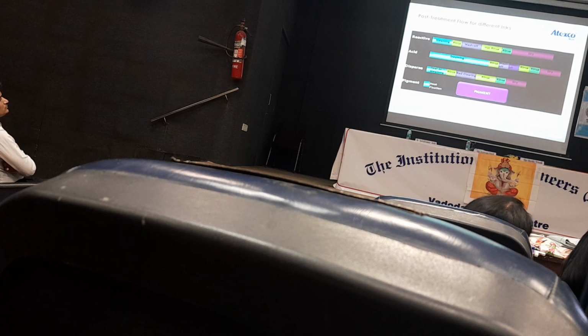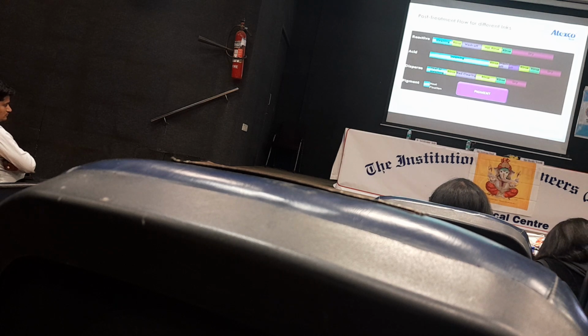In all kinds of printing, either reactive, acid or disperse, we have to do all the processes like steaming, washing and pre-coating the fabric. But in pigment, we only apply the paint on the fabric and fix the ink on the fabric. So all the other processes are lengthy compared to pigment.